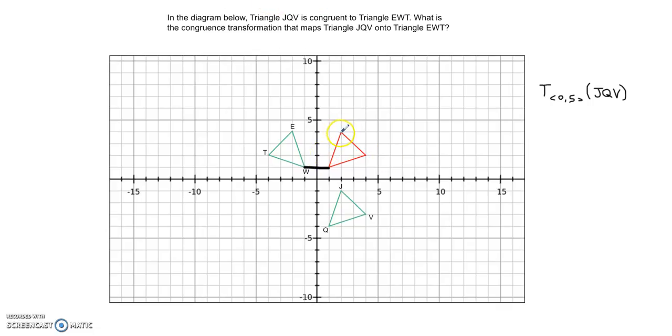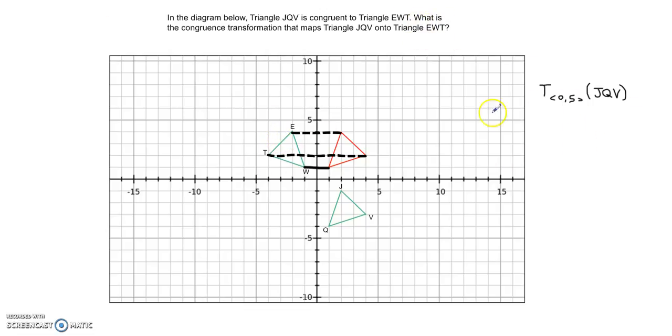This would go 2 units in this direction and then continue 2 units. This would go 1, 2, 3, 4 units, and then we would continue on 4 units to that point. So there you can see that if you reflected our new image right here across the y-axis, it would then map perfectly onto triangle EWT.